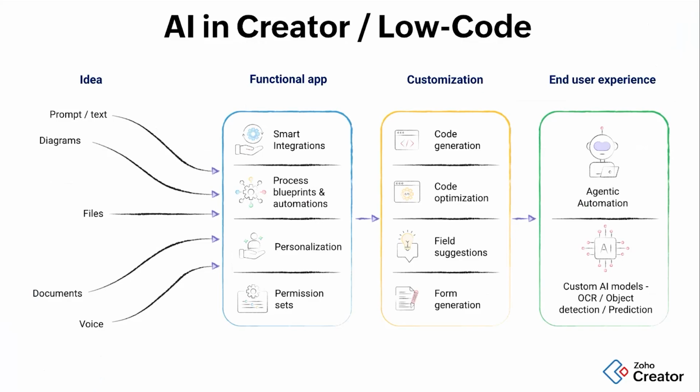So here's a quick look at how AI works within Zoho Creator. You can simply give a prompt, upload a file, or even share a process diagram, and Creator can generate an application for you. You can further customize it through code suggestions, form generation, and field recommendation. For end users, Creator supports powerful AI capabilities like agentic automation, custom AI models, OCR, and object detection, making your application smarter and more effective.